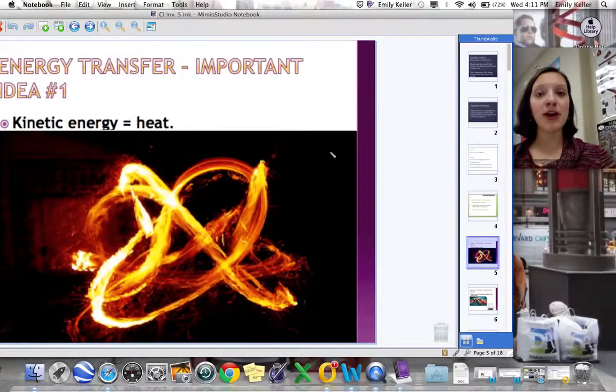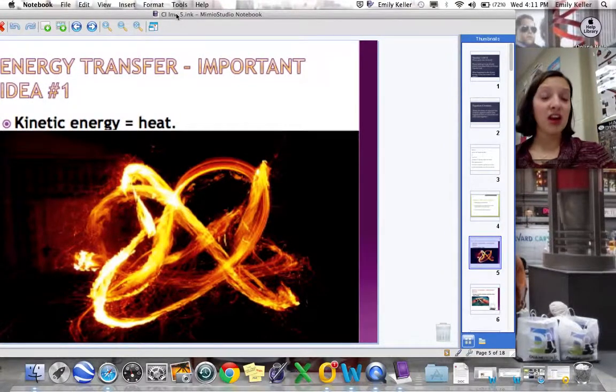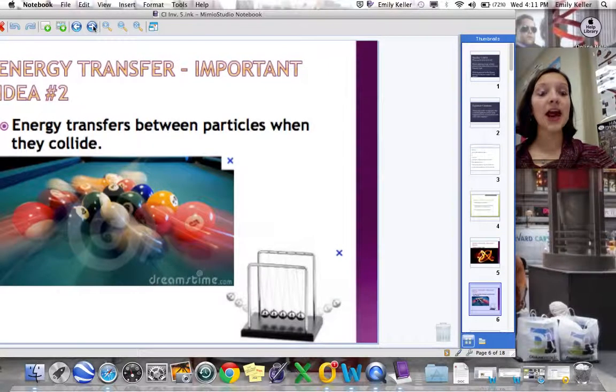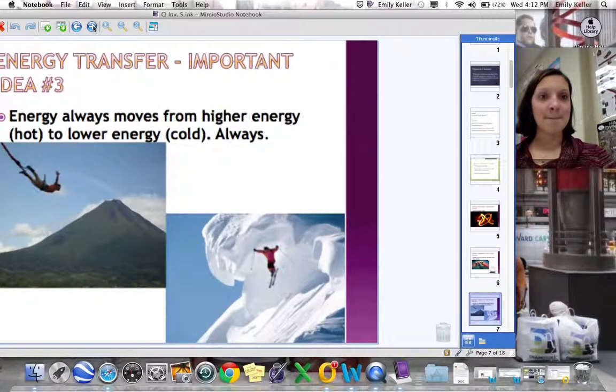So, important idea. Kinetic energy is heat. So if I have an increase in heat, I have an increase in kinetic energy. They are directly related. Energy transfers between particles when they collide. So if, like I kind of explained with my hands, I have a hot particle and a cold particle, they collide, they will then transfer energy and reach equilibrium. Energy transfers always from hot to cold.